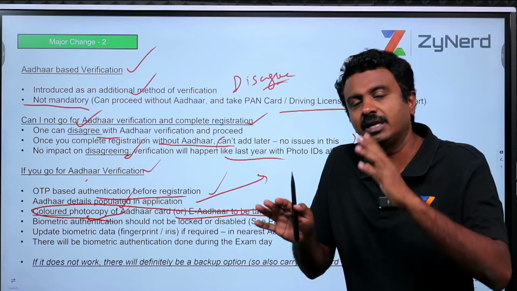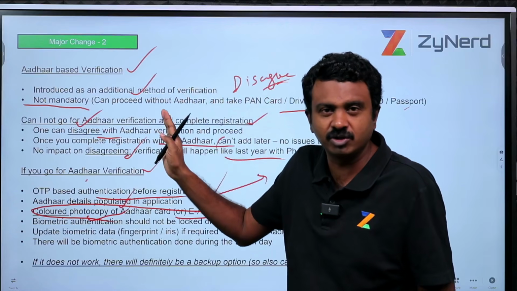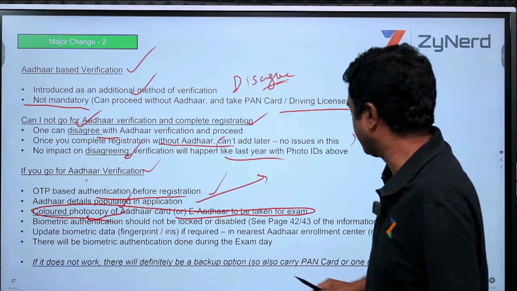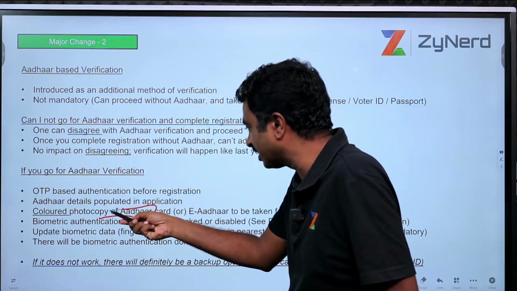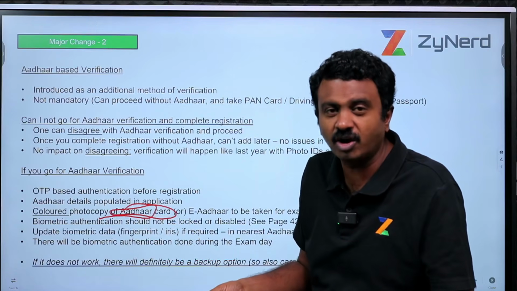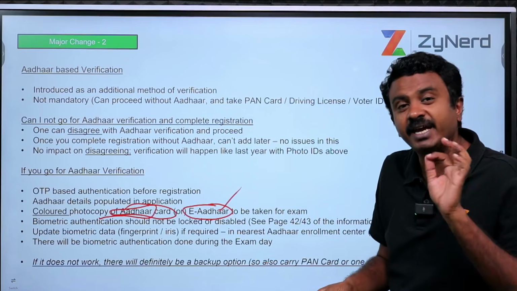We don't know whether it will be an additional advantage because anyways other candidates are going to be there and that process continues to be the same, but that is what they say. But when you are going, please take a colored photocopy of Aadhaar card, or if Aadhaar card is not available, a colored photocopy of e-Aadhaar, the downloaded PDF. Take a colored one.